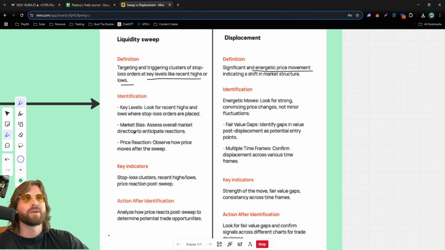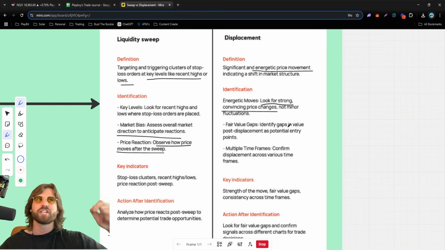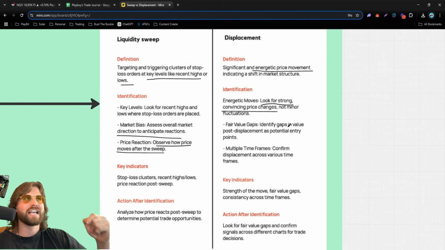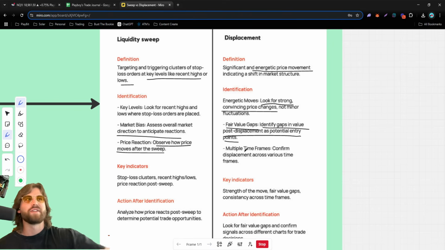Assess overall market bias in the direction to anticipate the reaction that will happen next, and then observe how price moves after the sweep. Same thing on the opposite side. Look for a strong, convincing price change. The convincing price change is defined by the fair value gap being left behind. And just as I said, here it is. Identify gaps in value post-displacement as potential entry points to then continue in that direction.